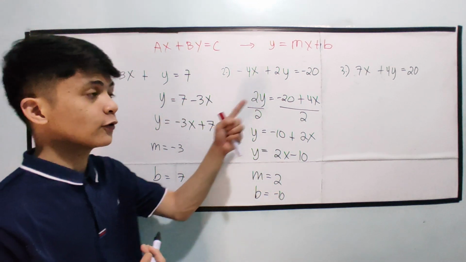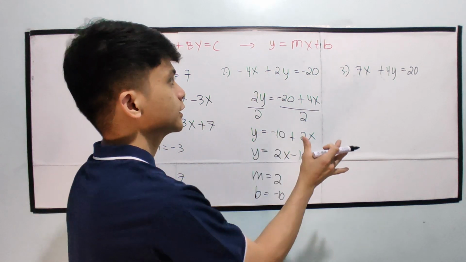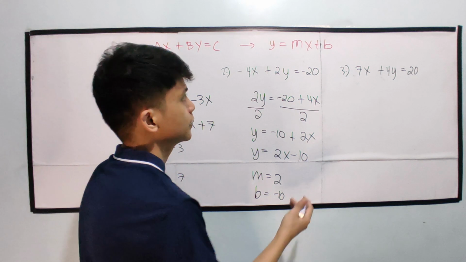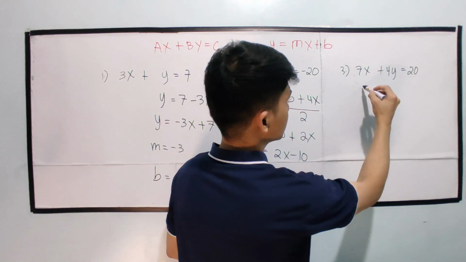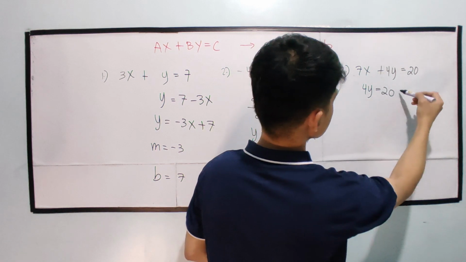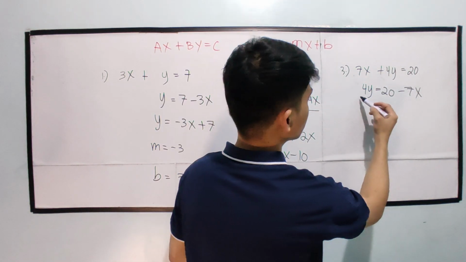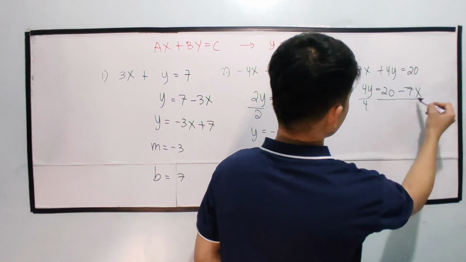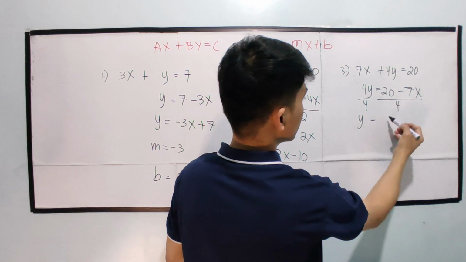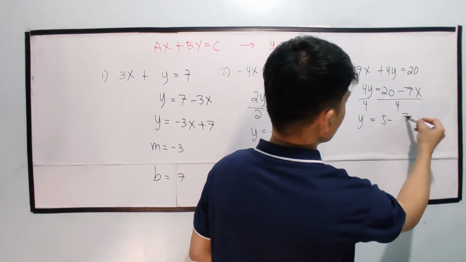Okay? Then, for number 3, 7x plus 4y is equal to 20. So, transform natin siya into slope-intercept form. Okay? So again, isolate lang natin si y. So 4y is equal to 20. Lipat natin si 7x sa kabila. Maging negative 7x. Then, divide 4 lang tayo. Para y na lang yung matira. So y is equal to 20 over 4, that is 5. Minus 7 over 4x.